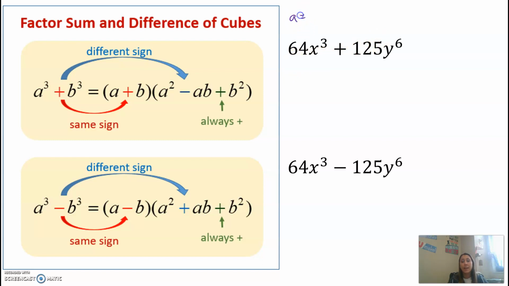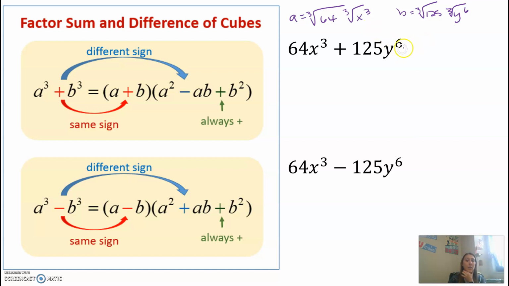So a is going to be equal to the cubed root of 64. And I know that x cubed is a perfect cube, so I want to find the cubed root of x cubed. And I'm going to do the same thing here. So my b is going to be the cubed root of 125, and I'm going to do the cubed root of y to the 6th.